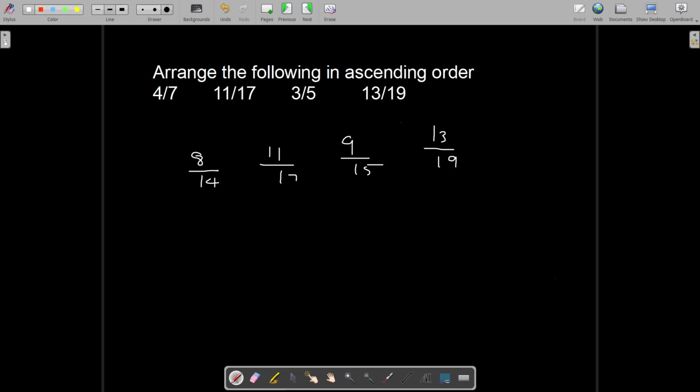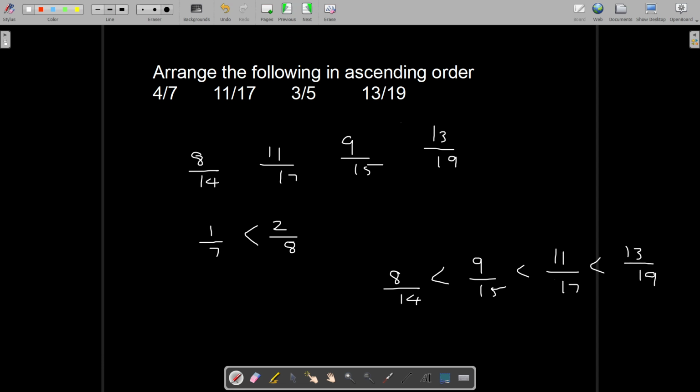So the pattern here is denominator is 6 greater than the numerator. Least such number is 1 by 7. Next is 2 by 8. Try to do it on your own. 2 by 8 is greater than 1 by 7. So 8 by 14 is less than 9 by 15 less than 11 by 17 less than 13 by 19. This is the right answer. Moving on to the next question.